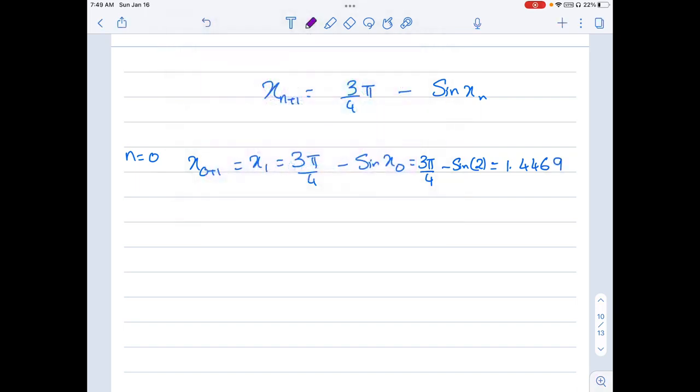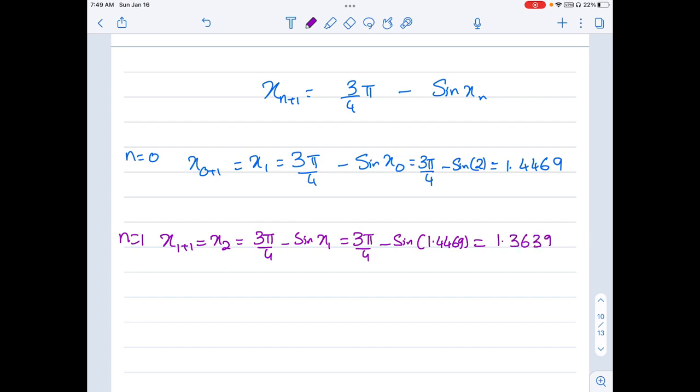Then what am I going to do with it? I am going to take the second iteration. So n is equal to 1. It becomes x1+1 is equal to x2 is equal to 3π/4 minus sine of x1. x1 value just now we got it as 1.4469. So go back and change it to 1.4469. So it becomes 1.3639. So that is the answer for the second iteration.